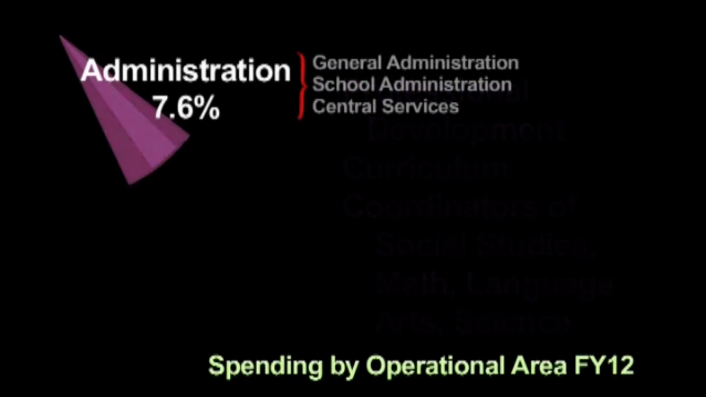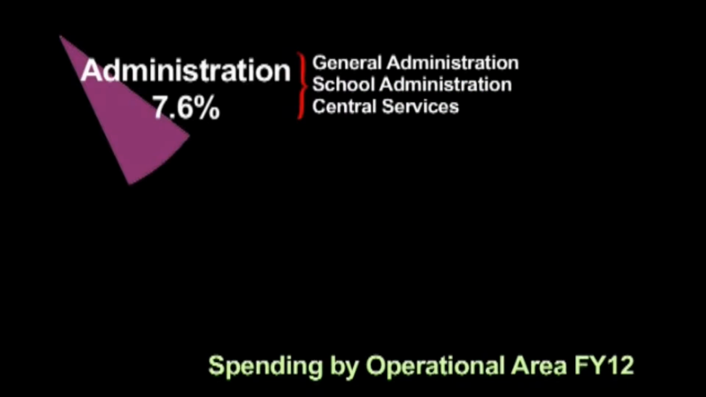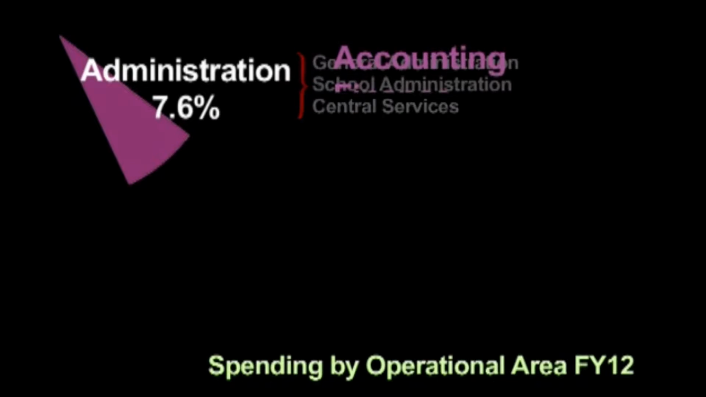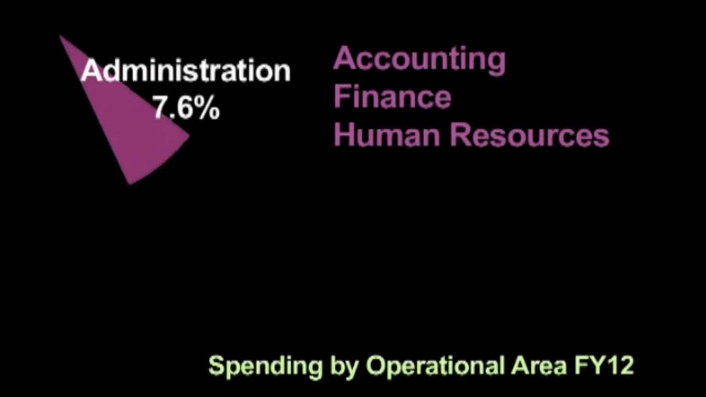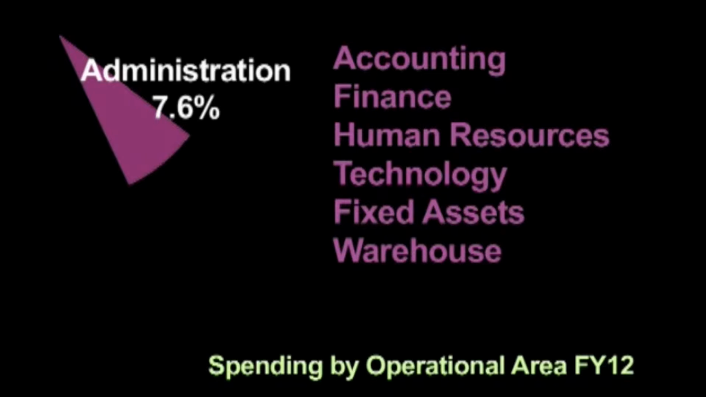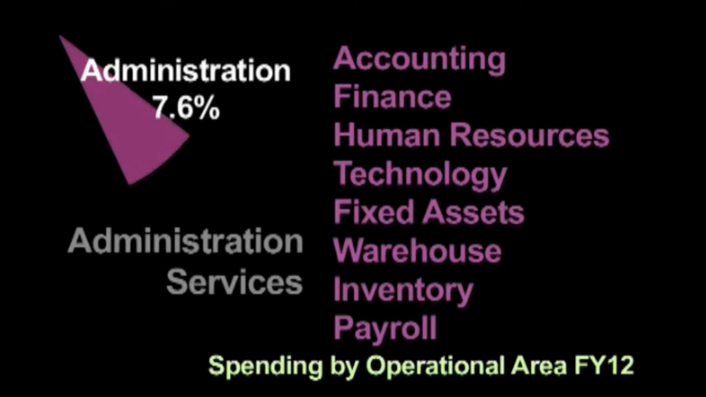The final area is administration services. These are services that you would typically find in any business in support of whatever function they provide. So just as we would see in any business, we would have accounting, finance, human resources, technology, fixed assets, the warehouse, inventory, and payroll. These are all examples of areas that are just necessary for the operation of a business. And these are what is called the administration services in the district.